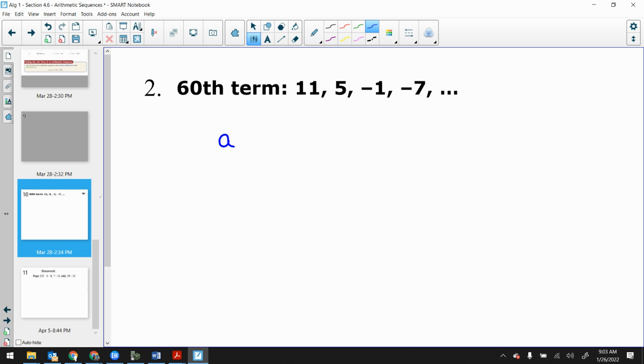No, don't do that. Again, the formula is a sub n is equal to a sub 1 plus n minus 1 times d. What's a sub 1 in this case? 11. A sub 1 is always your first term, but the n is 60.